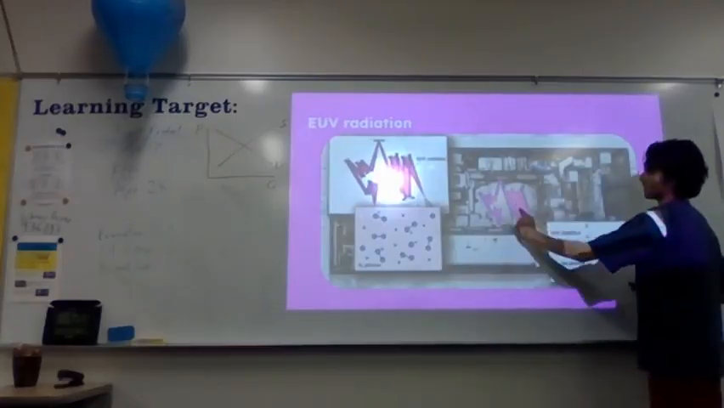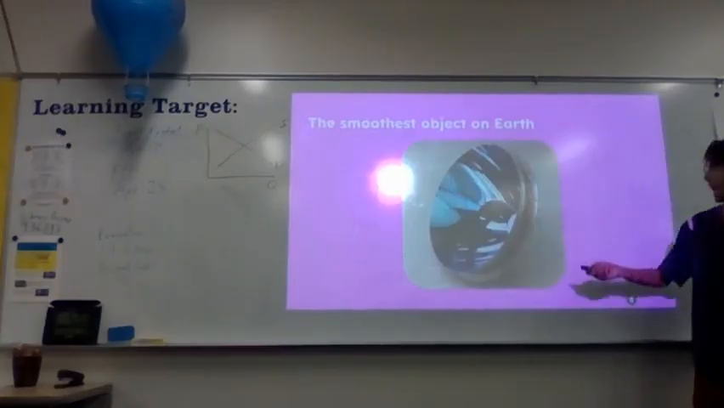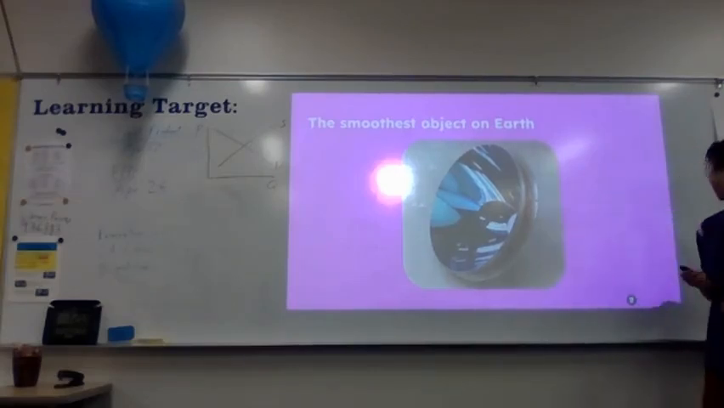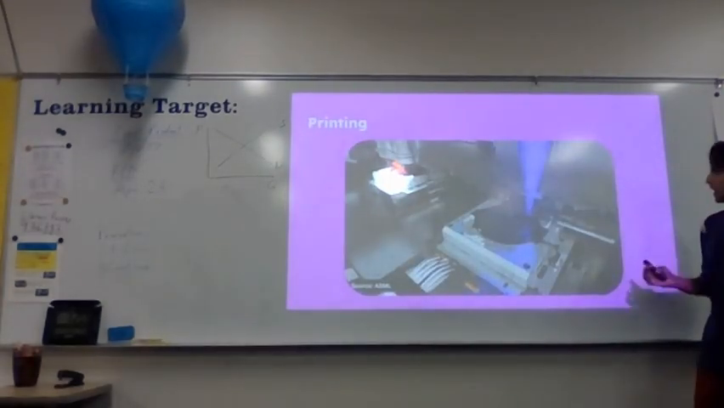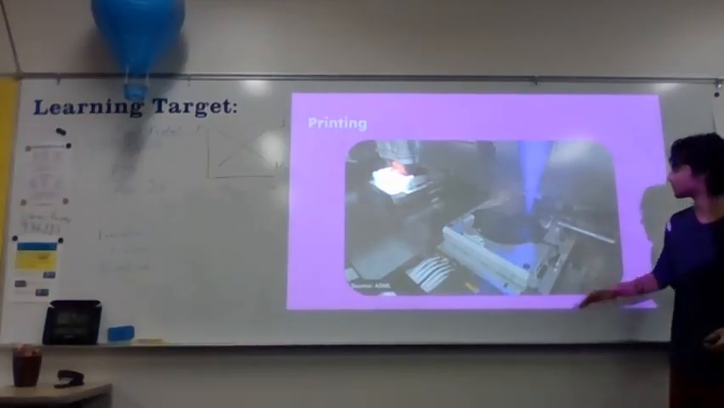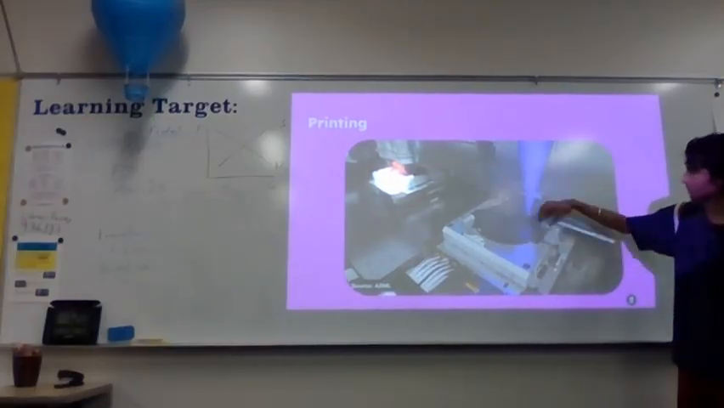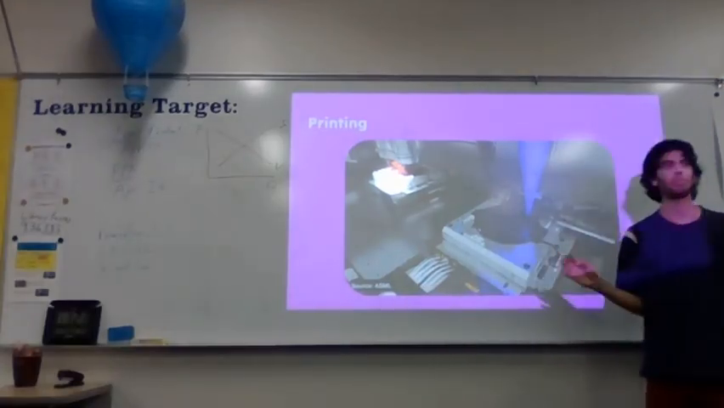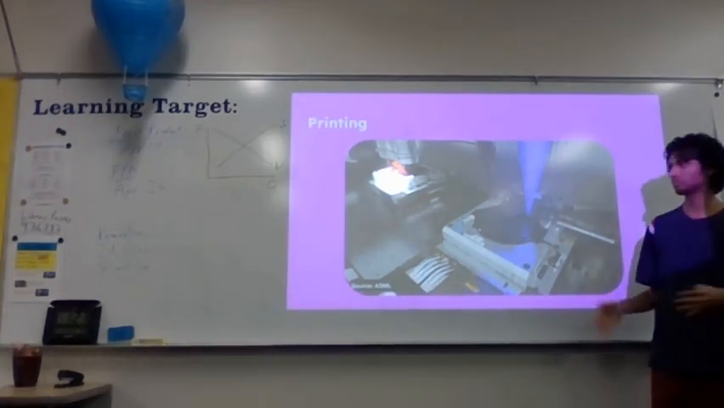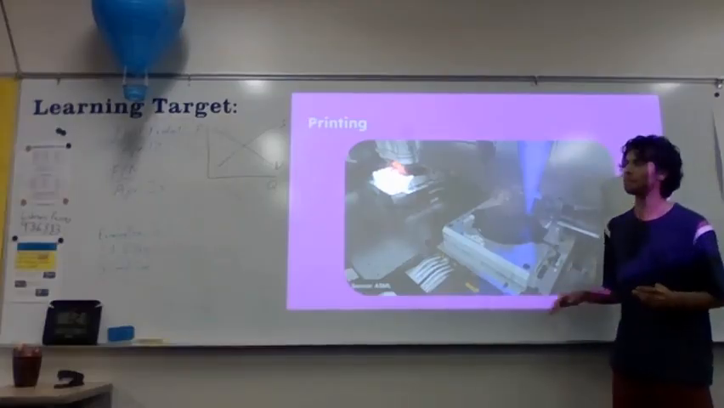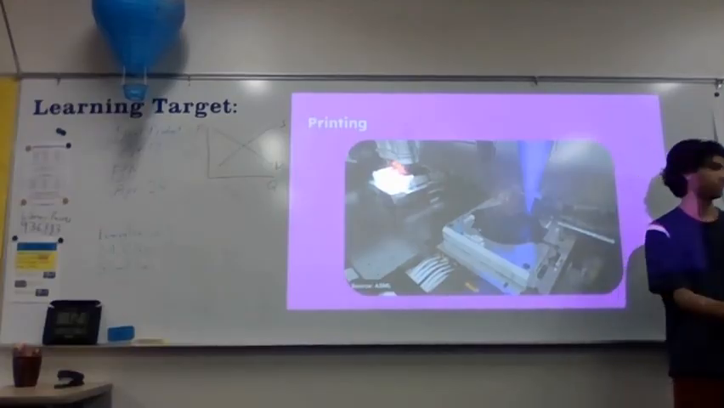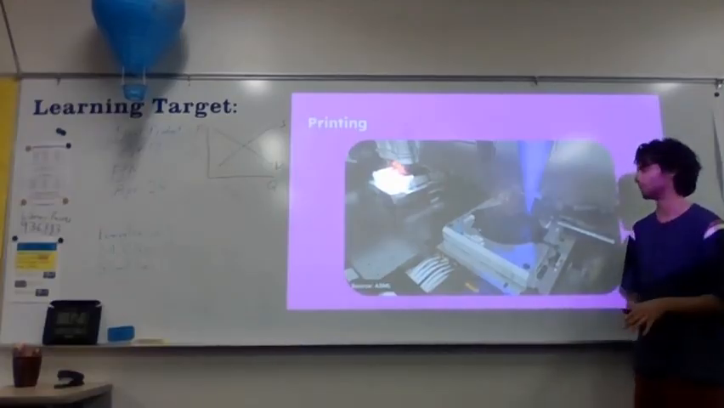The mirrors that the light bounces through are actually the smoothest objects on Earth. That's pretty cool to know, right? And here's a little demonstration of how printing looks. This is from ASML, which is the company that makes these huge machines. I think one is probably a third of this room, so from here to there. That's how big one of these is.